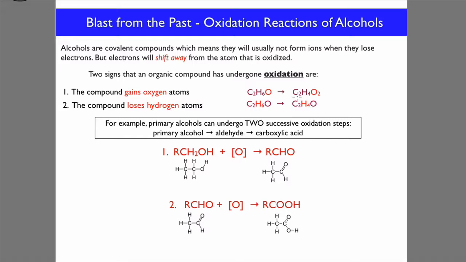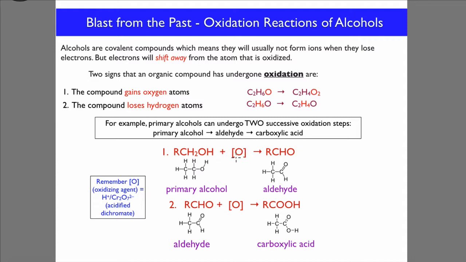For example, primary alcohols can undergo two successive oxidation steps. You go from a primary alcohol to an aldehyde to a carboxylic acid. You've got this primary alcohol here, ethanol, and it's oxidized to give us ethanal, which then can be further oxidized to give us the carboxylic acid. These oxygens here are provided by an oxidizing agent, in this case acidified dichromate.